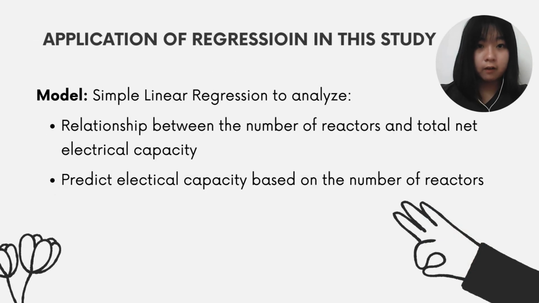Next, the application of regression in this study. The methodology that we use for this assignment is simple linear regression. It is used to analyze the relationship between the number of reactors and the total net electrical capacity, and also to predict the electrical capacity based on the number of reactors.